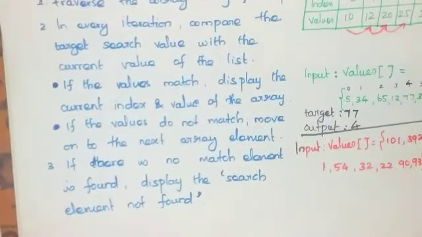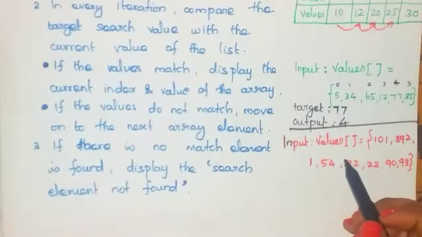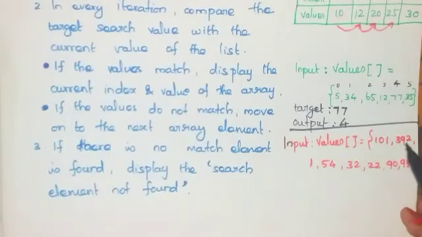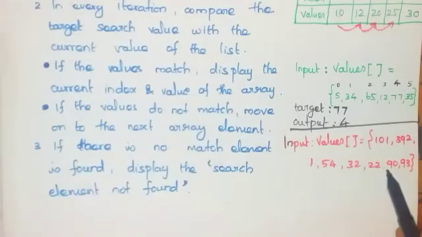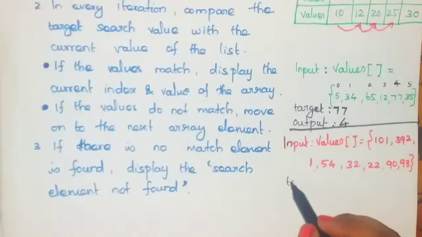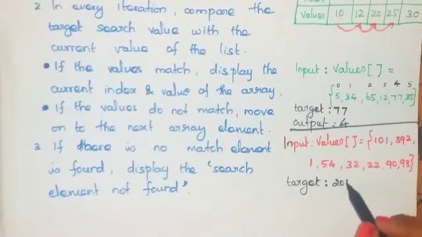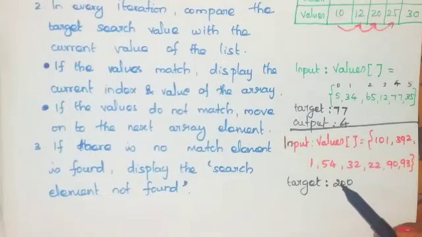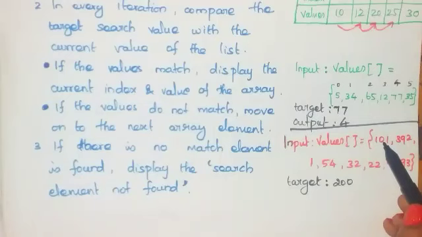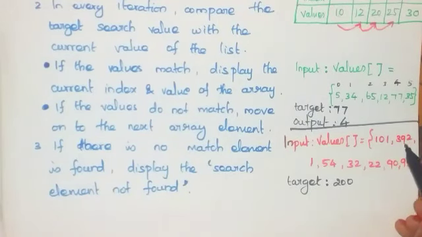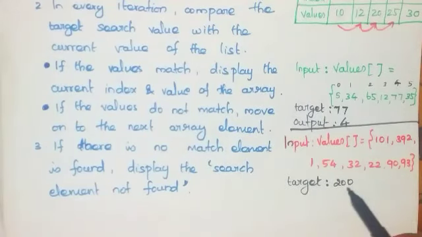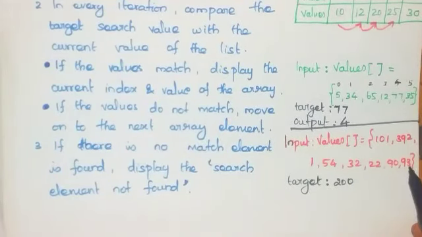Next, another example is given. Input values are given, which means a collection of elements: 101, 392, 154, 32, 22, 90, 93. Here you have to search for your target value 200. So you have to compare the search element with each element in the list one by one. 200 and 101 not same, 392 not same, 154 not same, 32 not same, 22 not same, 90 not same, 93 not same.